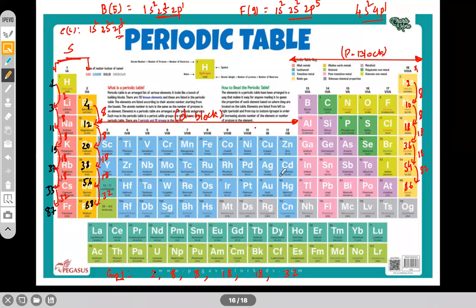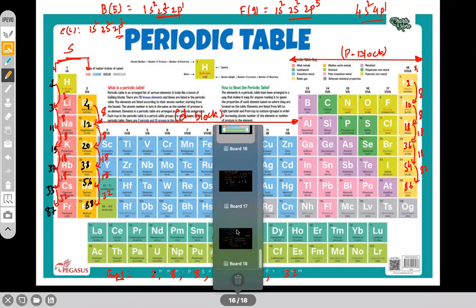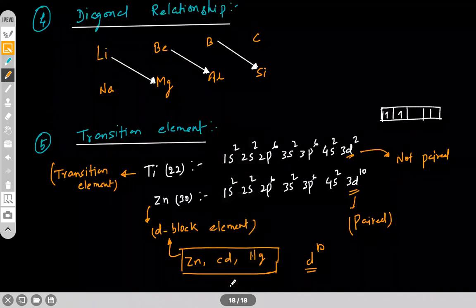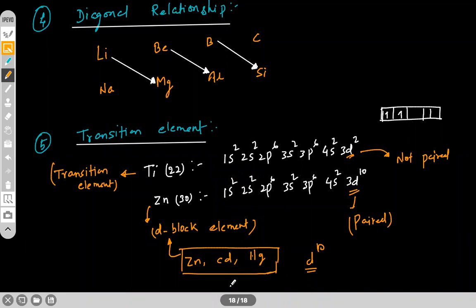elements. This is the application of the pattern that we learned half an hour back. If this has d10 configuration, this also has d10 configuration, this also has d10 configuration. Since they belong to the same group, that's why these are d block elements, not transition elements. Did you understand this point? Yes. So all of you write down: all transition elements are d block elements, but vice versa is not true.